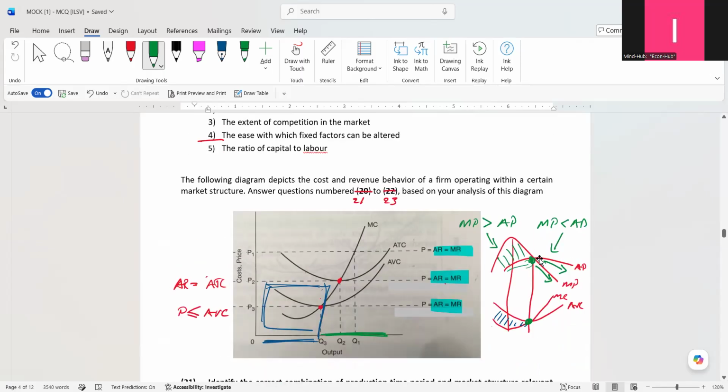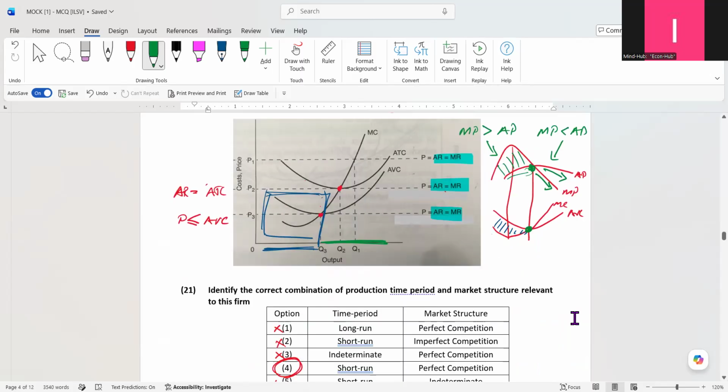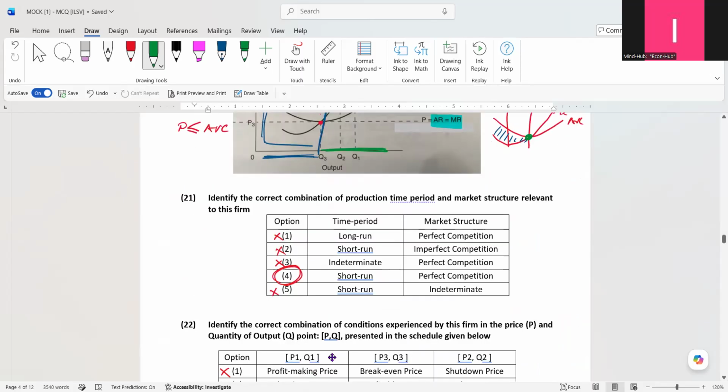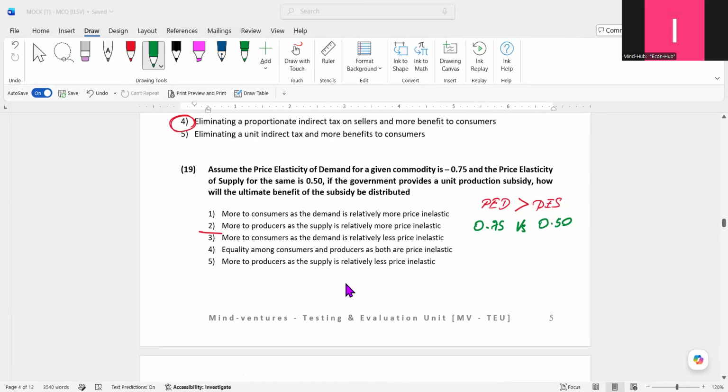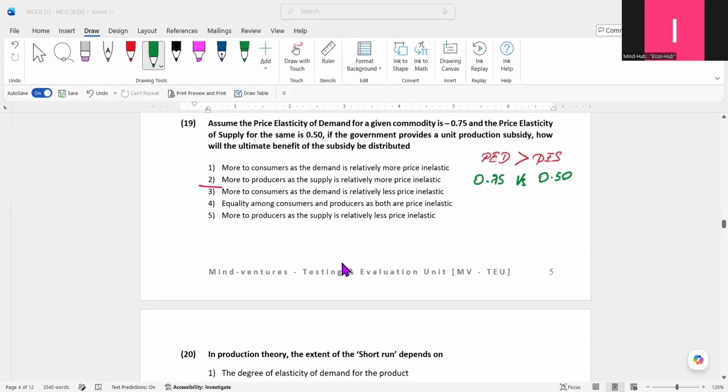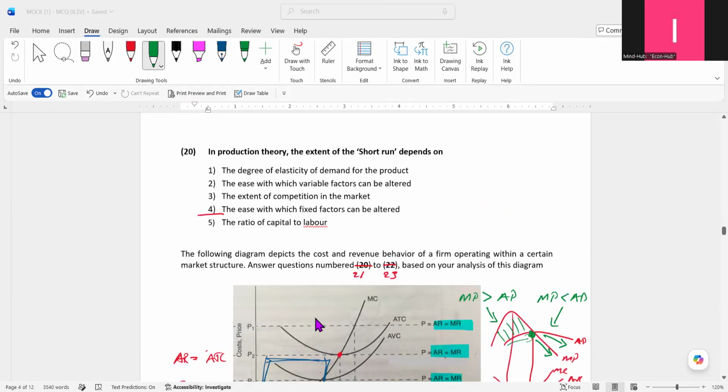Questions 21 to 23 are based on this diagram. Question 19, what's the answer? Answer number 2. Because supply is inelastic and demand is elastic, suppliers will get more benefit.